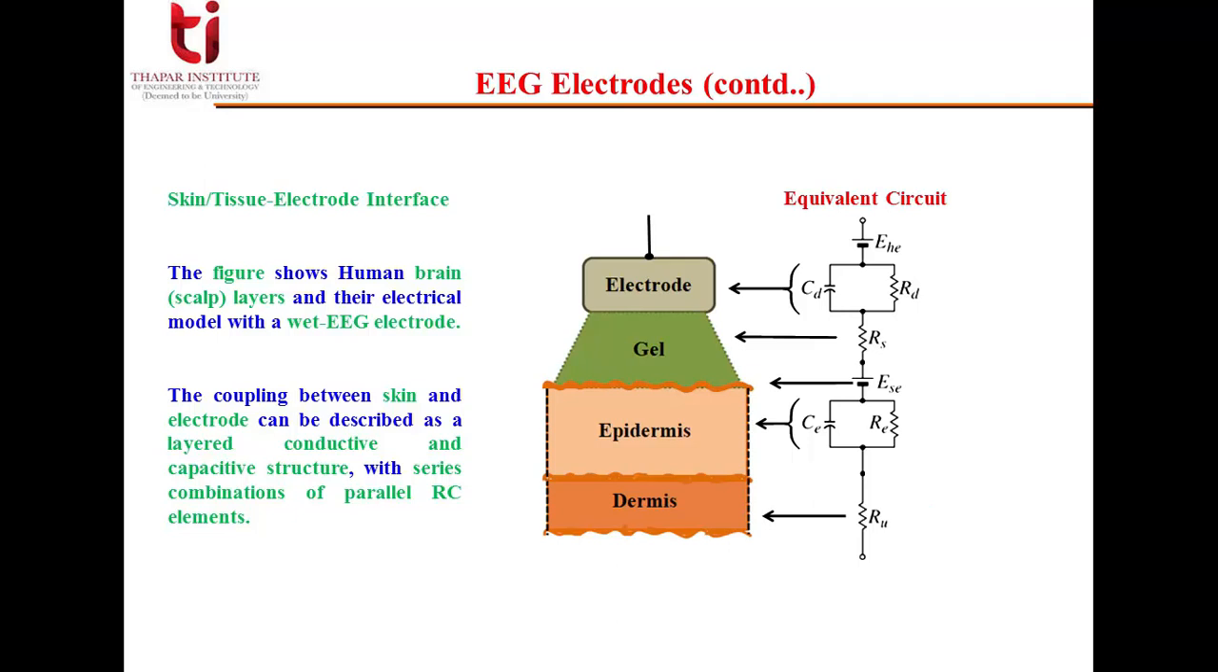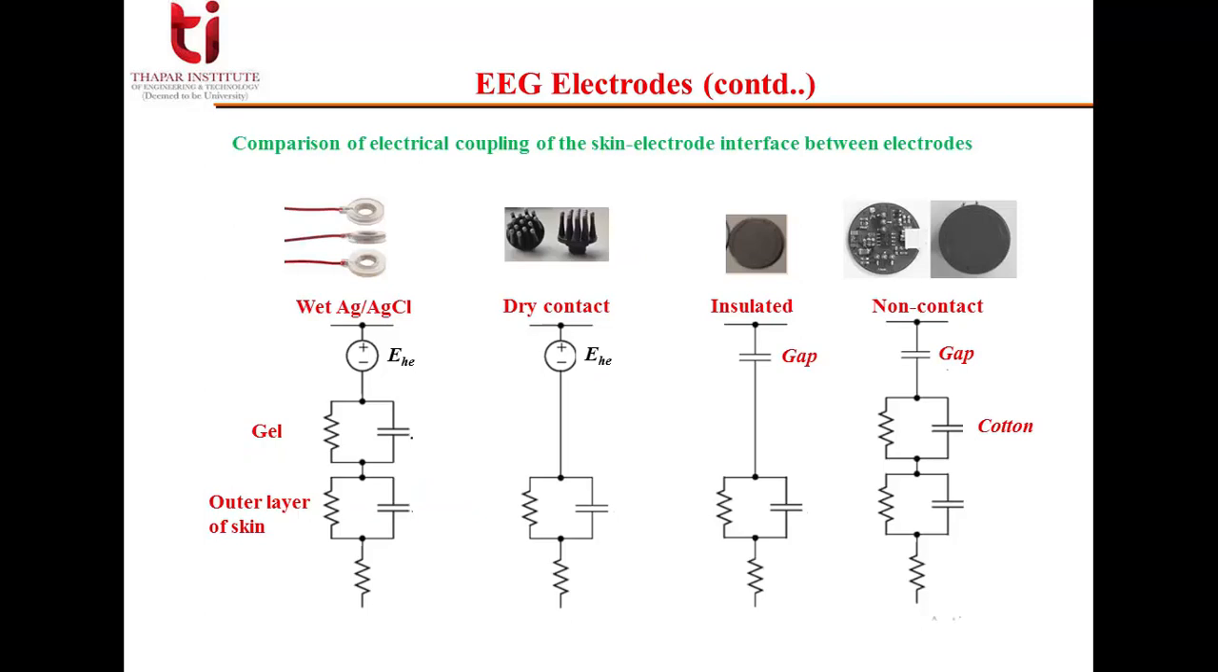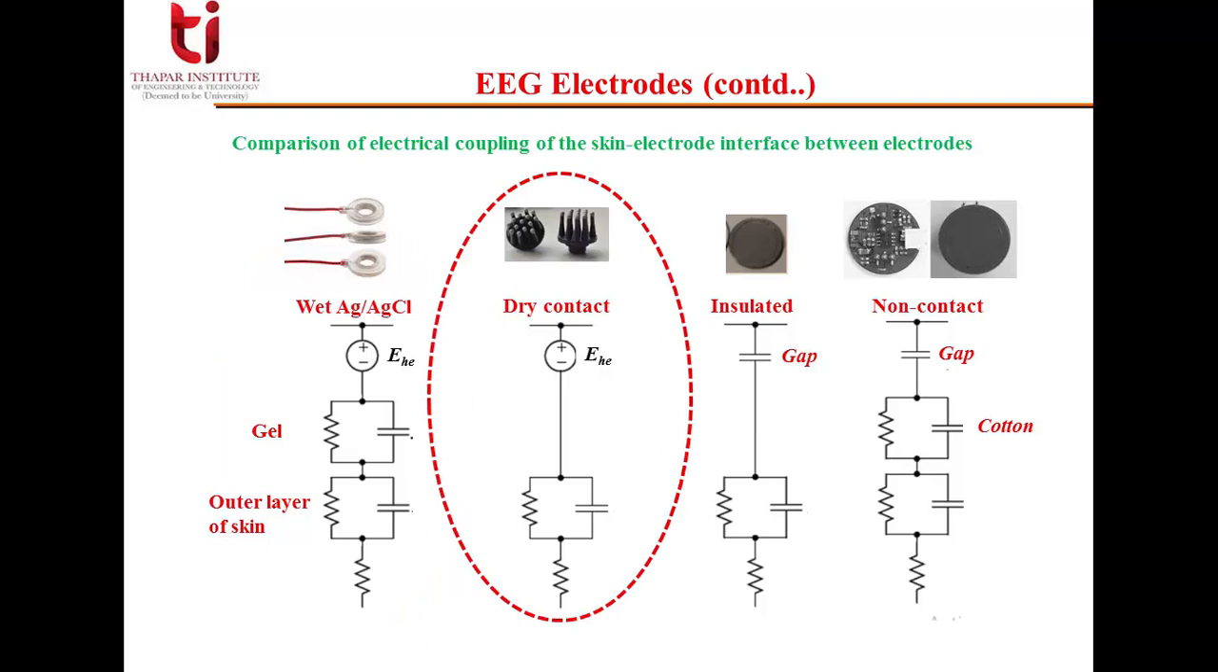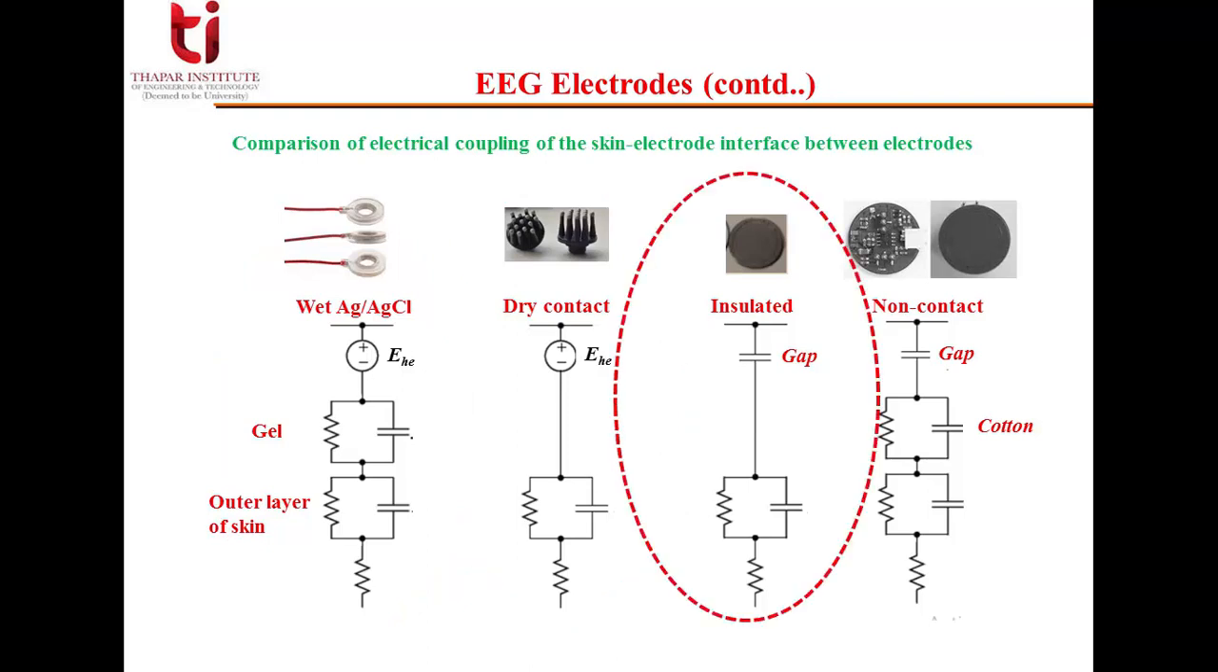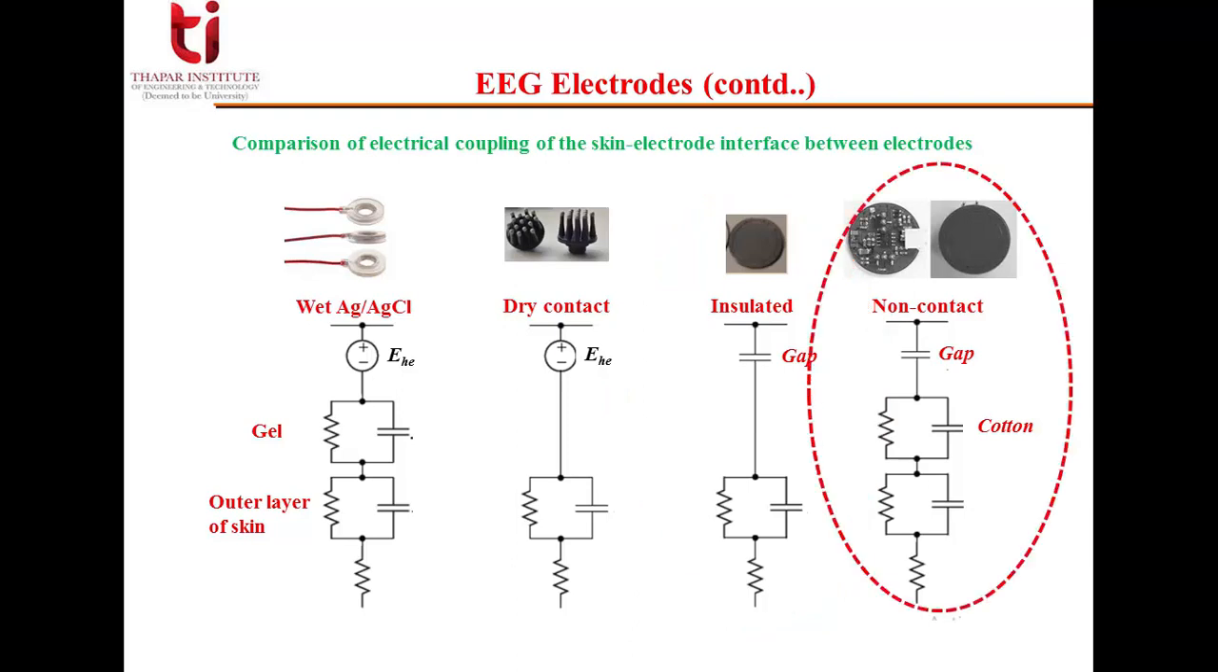Now, this slide shows the comparison of electrical coupling of the skin-electrode interface between different types of electrodes. As we have seen, for the wet electrode, we are using gel. Next is the dry contact. In this, there is no gel component. For insulated, we have a gap represented by a capacitor. Then we have non-contact. In that, in addition to a capacitor, we have an additional RC combination for a particular cloth that will also provide a kind of impedance.